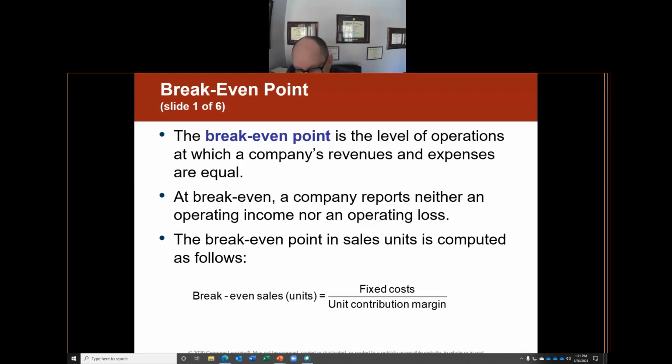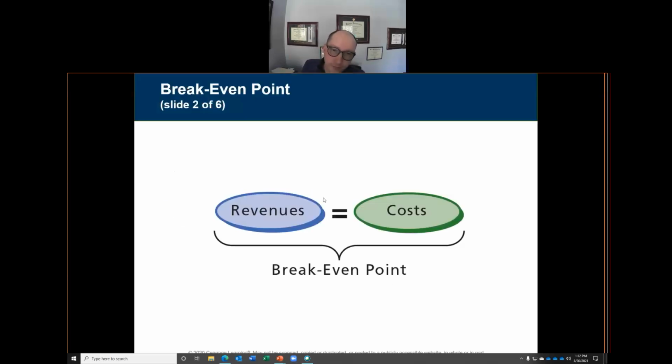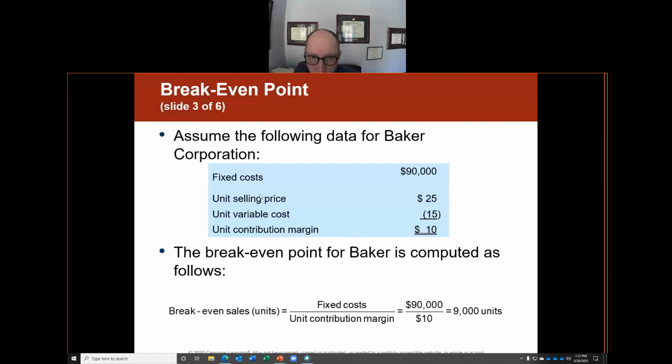The formula for finding break even in terms of the number of units I need to sell is we take your fixed cost divided by the unit contribution margin. When your sales equal your costs, that's where you make break even. I said that to find break even in terms of units, we take our fixed cost divided by our unit contribution margin. Now here's some example.